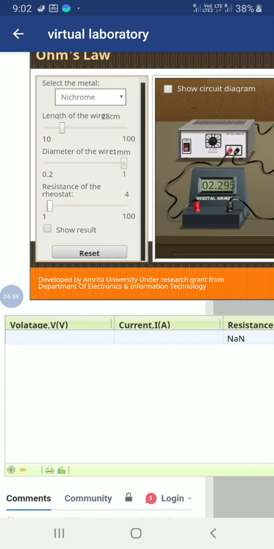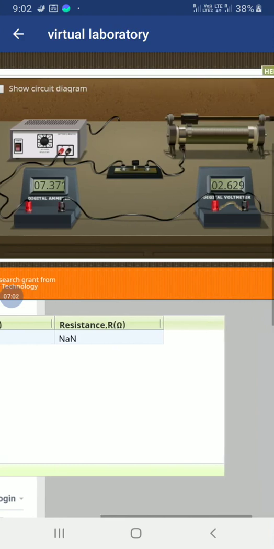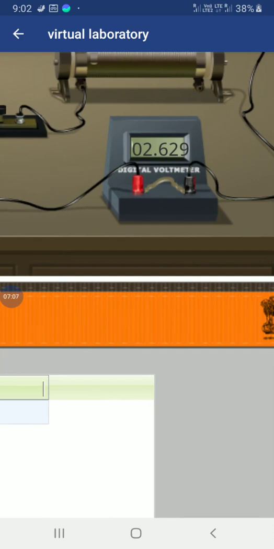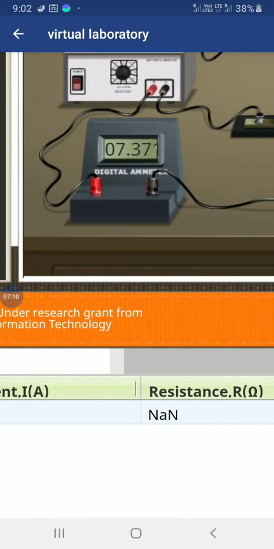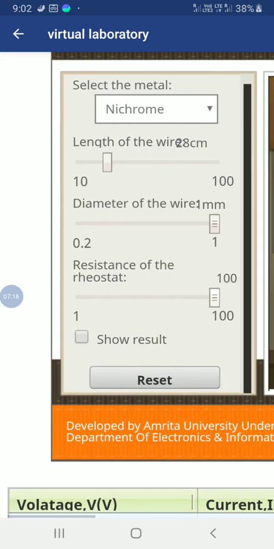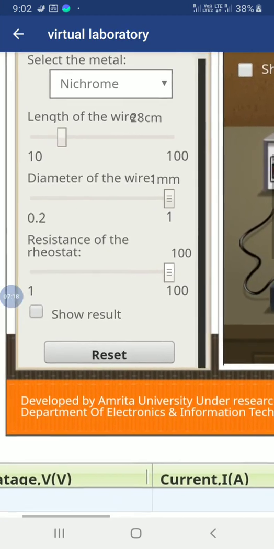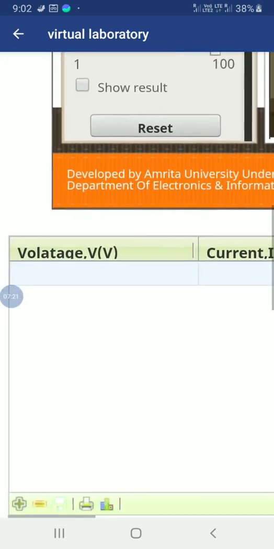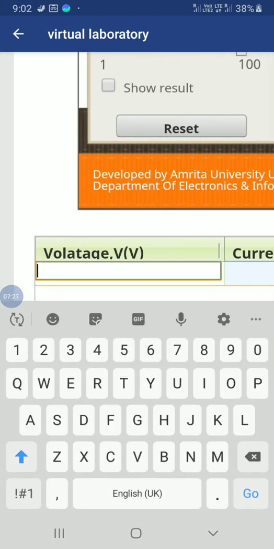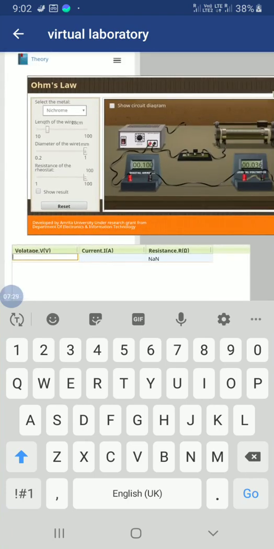Now just see, the resistance is 1 ohm, you will get a very good voltage. This is the voltage, 2 volt I am getting, and this is 7.37, the current also we are getting. Now make sure that this value of the current and voltage we are entering. So here if you enter the value of voltage and current that you get from the table, the resistance will be calculated automatically, or otherwise you can calculate the resistance in your book using your calculator.